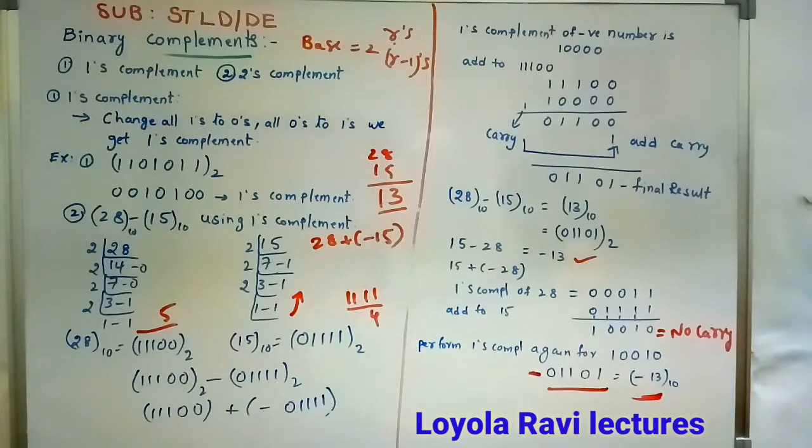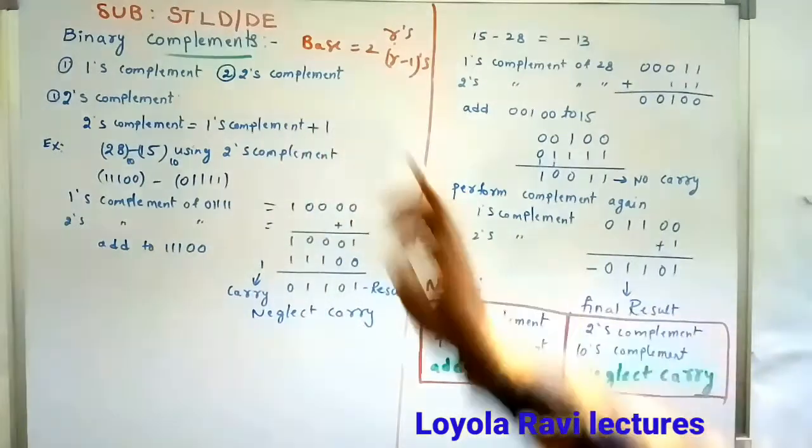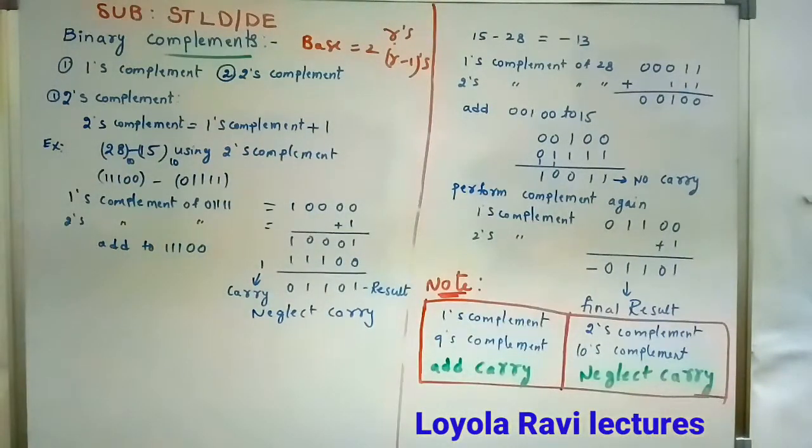In the same manner we can perform twos complement. How will we get the twos complement? Then we'll see now. Then go for twos complement. The twos complement is nothing but ones complement plus 1. The twos complement can be obtained by adding 1 to the ones complement. That is the definition.